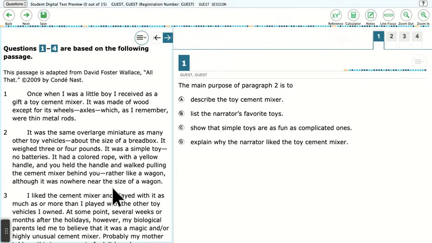It was the same overlarge miniature as many other toy vehicles, about the size of a bread box. It weighed 3 or 4 pounds. It was a simple toy, no batteries. It had a colored rope with a yellow handle. And you held the handle and walked pulling the cement mixer behind you rather like a wagon, although it was nowhere near the size of a wagon.